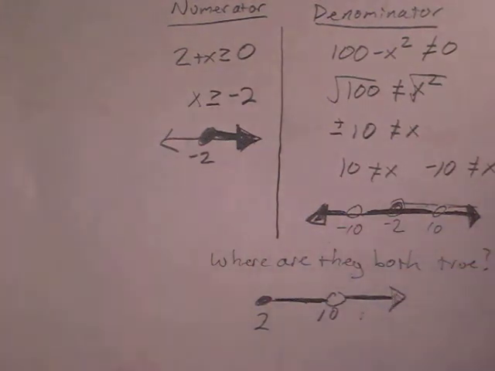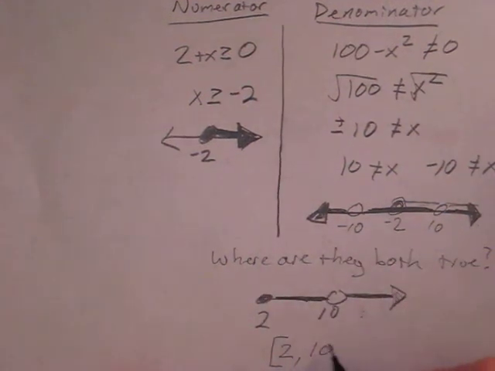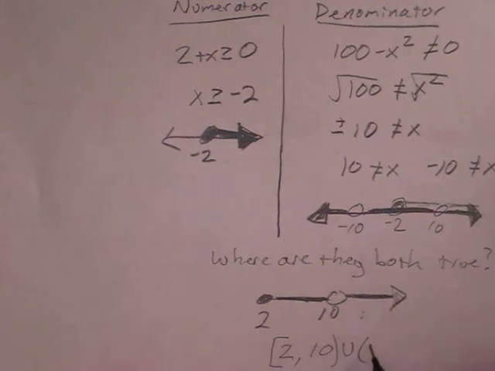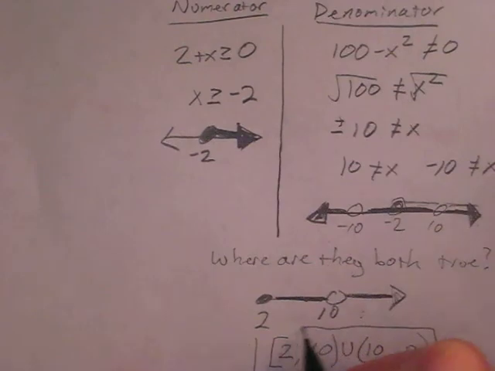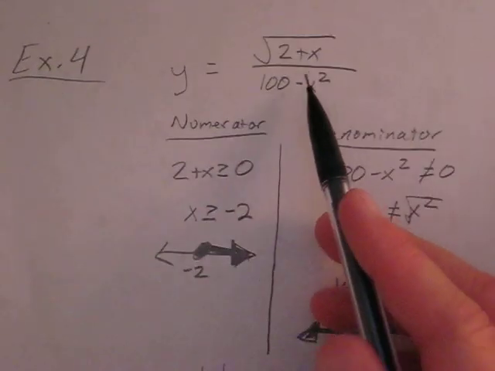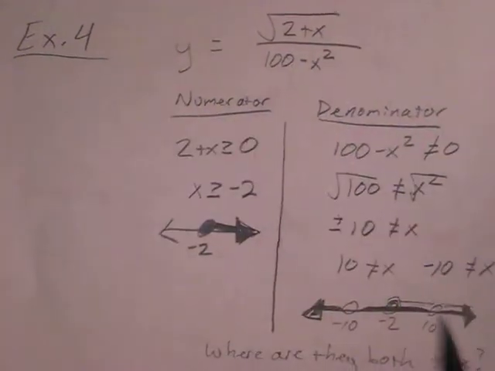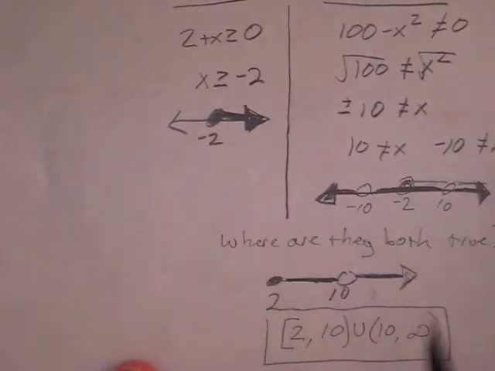And then you write that in interval notation. So you say, okay, well, we start at -2. That's where they're both true. Then we go to 10, and we skip over it. And then we go to infinity. So this would be my answer, where both the numerator is greater than or equal to 0, and the denominator does not equal 0. So that will be my final answer.